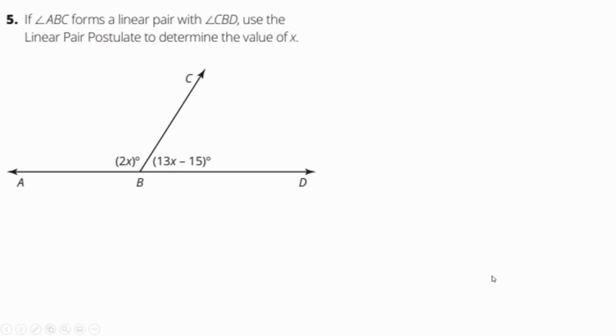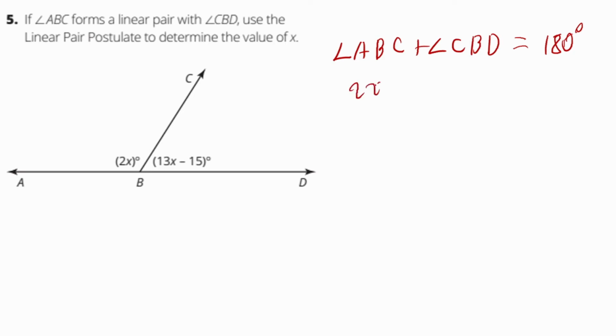Next up, we have two angles and they create a straight line, which means they equal 180. This is a linear pair. So we could do the same thing that we said last time. We could say that angle ABC plus angle CBD equals 180 this time because they form a linear pair, which means they add up to 180. Then we could say 2x plus 13x minus 15 equals 180.